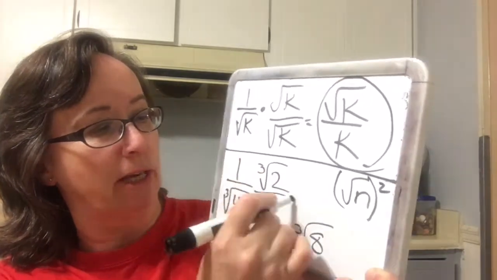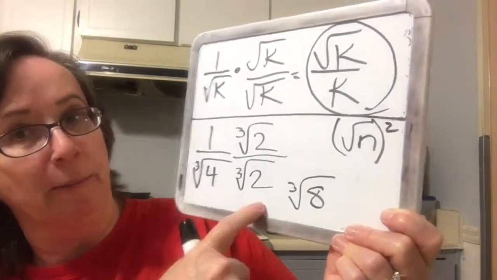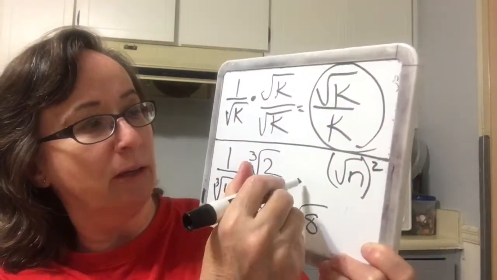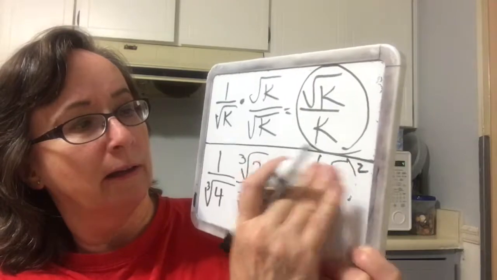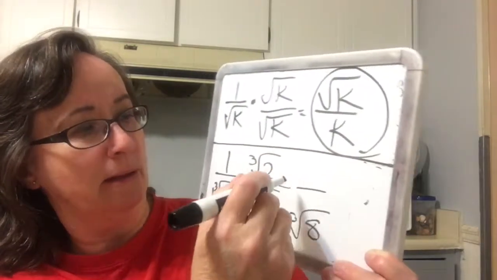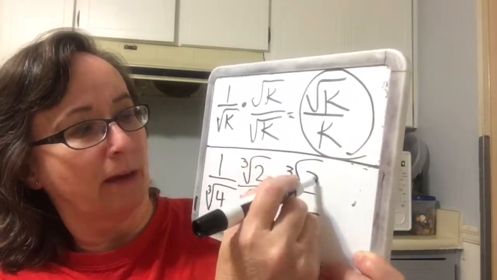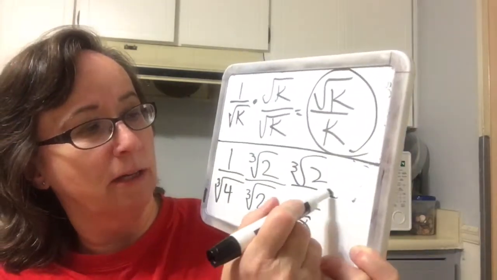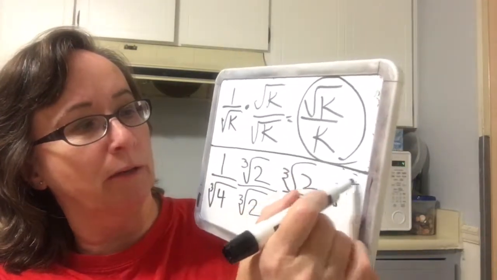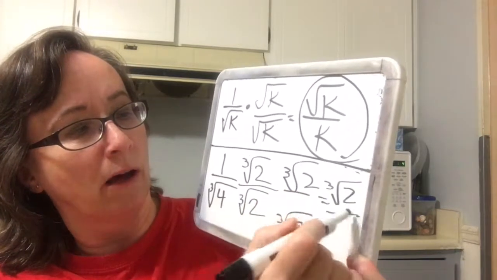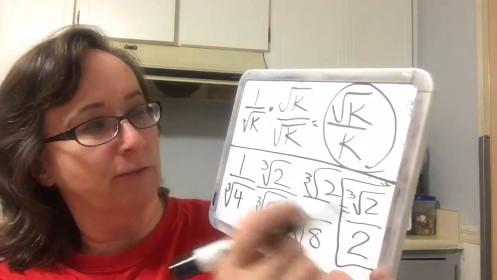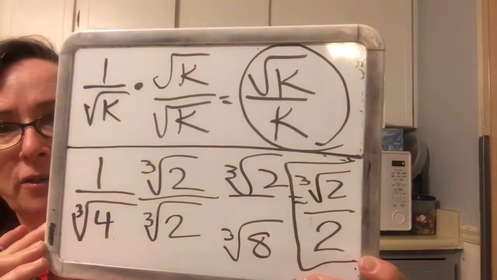So we're not changing anything. But notice what my denominator goes to: the cubic root of 8. And the numerator is going to now be cubic root of 2. And the cubic root of 8 is 2. So we wind up with the cubic root of 2 all over 2. That should be the correct answer for that one. So there's that board.